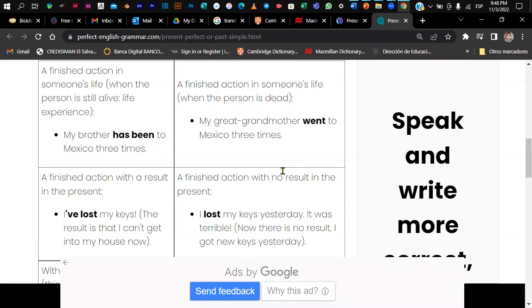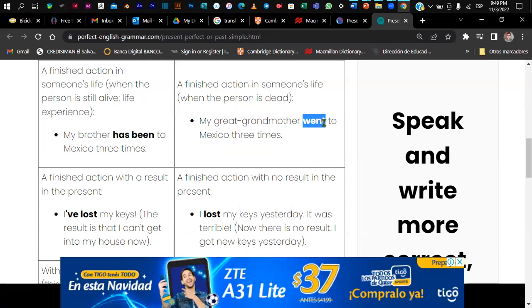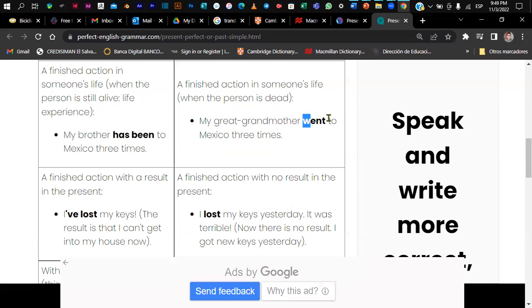Maybe she cannot travel again, and that's it. Maybe tal vez no pueda viajar más, and that's it. My great-grandmother went to Mexico how many times? Three times. Okay. And this one is not mentioning the places, but you know that is simple past because of the verb. Okay, went. Went is the past of go. This is not simple past. This is present perfect. And this is simple past.